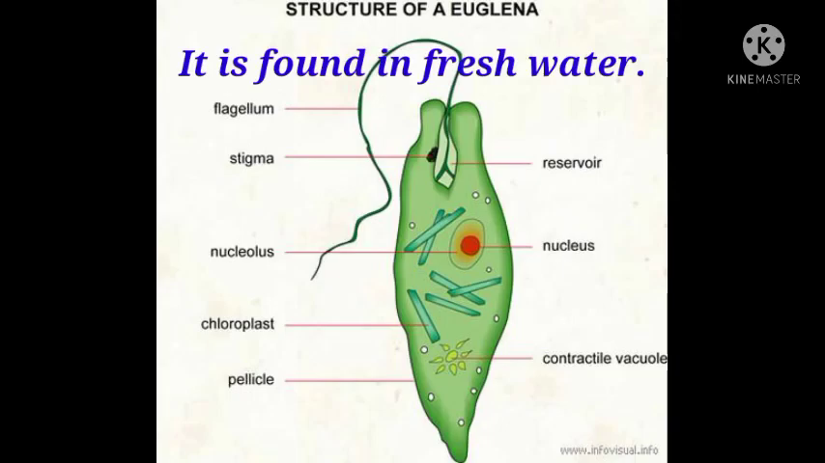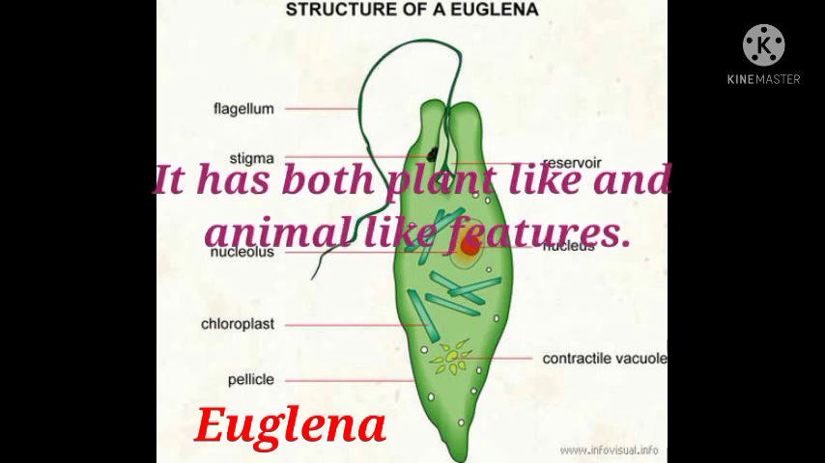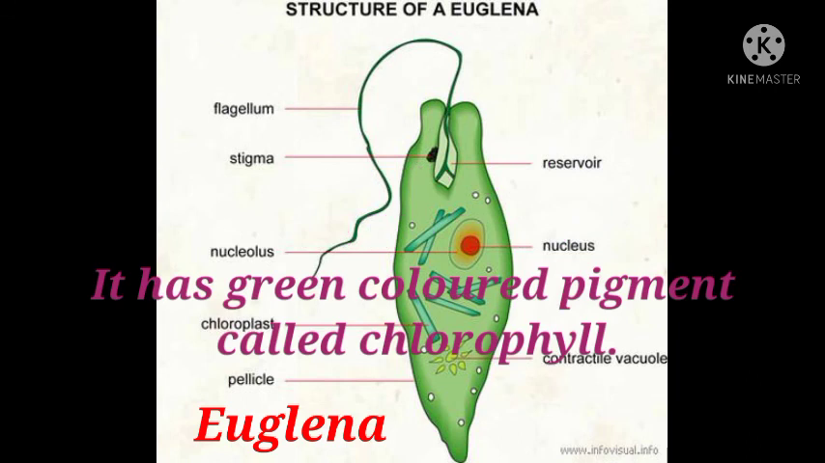Next example is euglena. Euglena is another unicellular organism found mainly in fresh water. It has plant-like and animal-like features. This euglena has both plant features as well as animal features. It lives only in fresh water. The plant-like feature is that it has a green colored pigment called chlorophyll to make its own food.